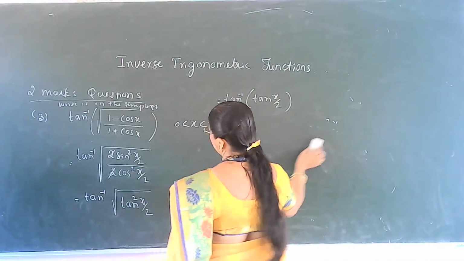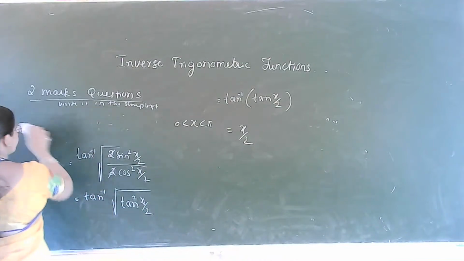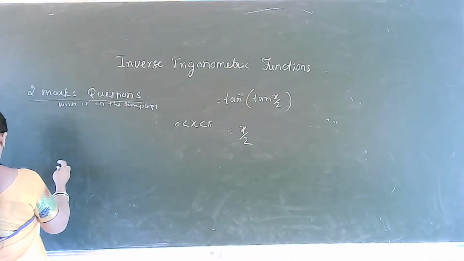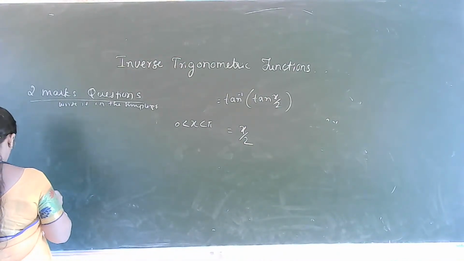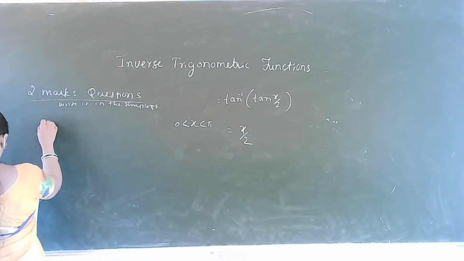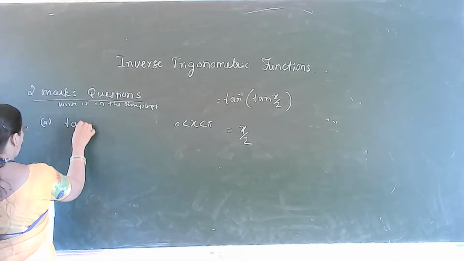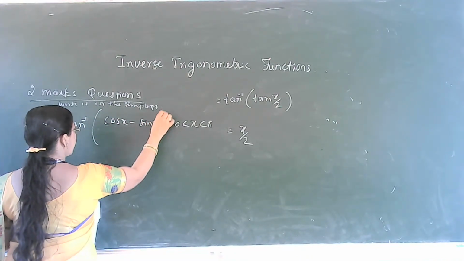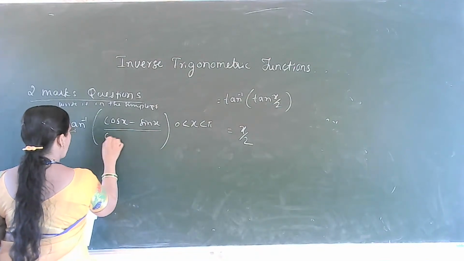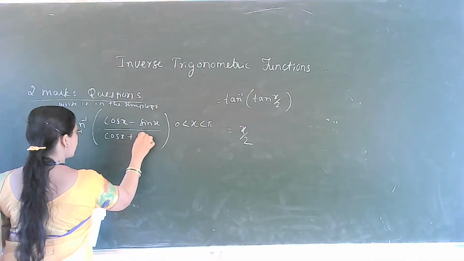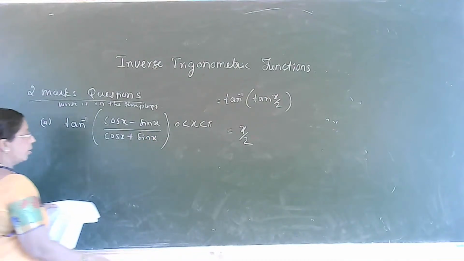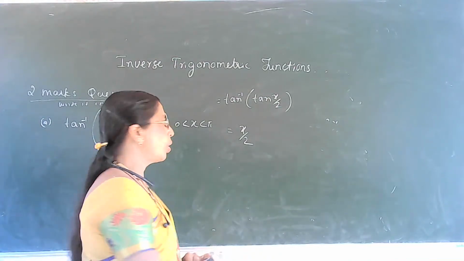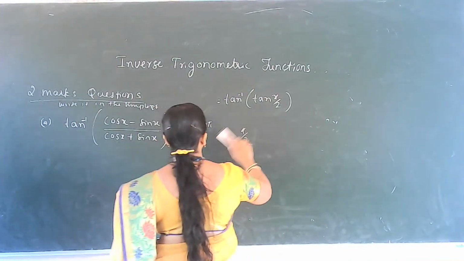Another problem. Write it in the simplest form. Fourth one: tan inverse of cos x minus sin x divided by cos x plus sin x. Here also x is greater than 0, x lies between 0 and pi.